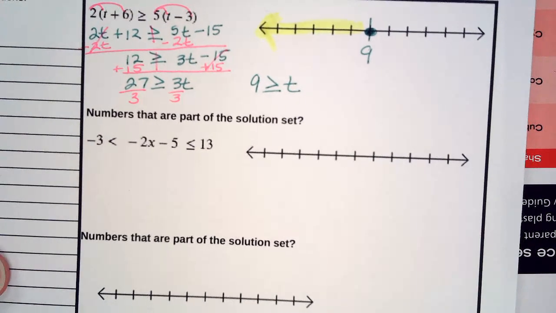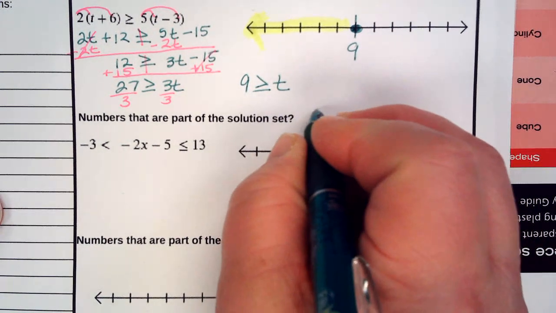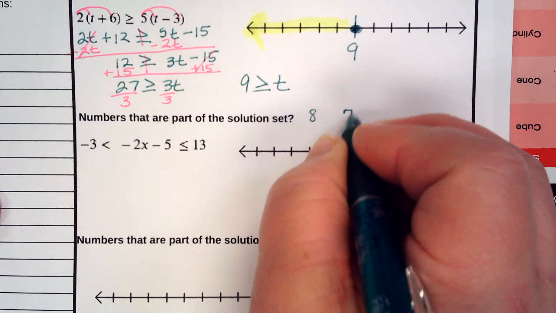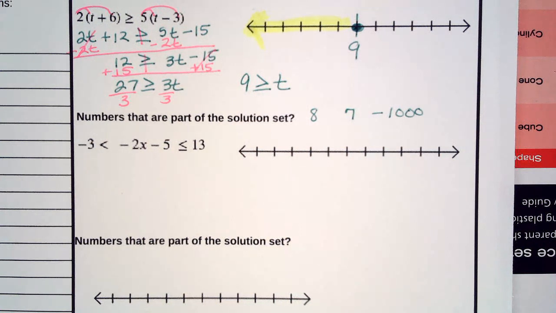Write down 3 numbers that are part of that solution set. Any number less than 9 will work. So I could have 8, I could have 7, I could have negative 1,000. Those are all less than 9, and they're all part of the solution set.